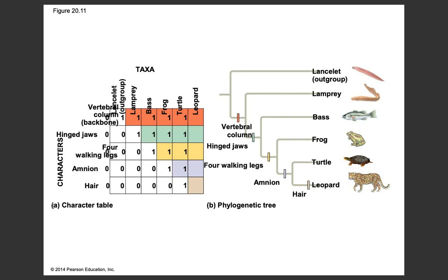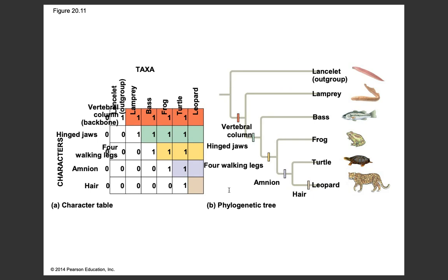So you can use this character table to create a phylogenetic tree. Looking at the lancelet, remember the formatting is a little messed up, the lancelet really has 0, 0, 0, 0, 0. So the lancelet does not have a vertebral column. It does not have hinged jaws. It does not have four legs. It does not have an amnion. It does not have hair.